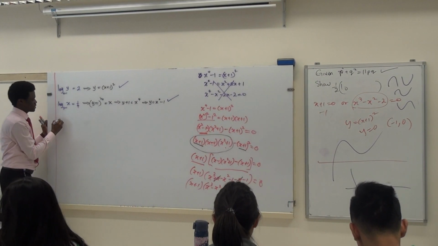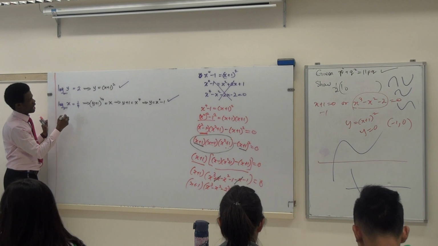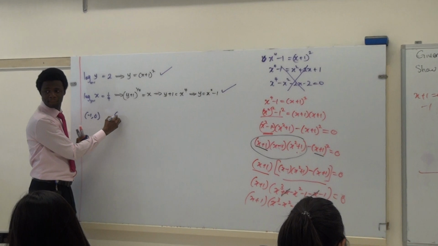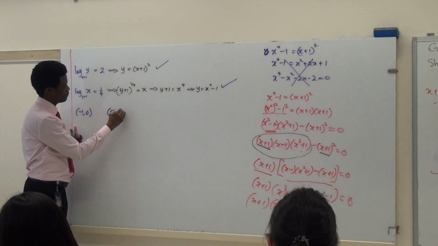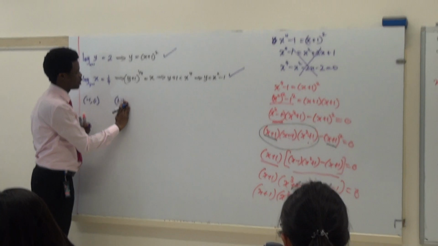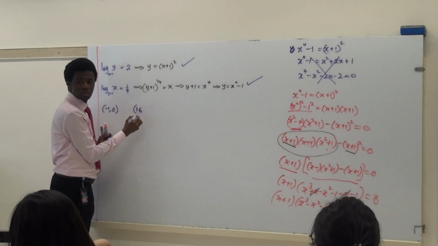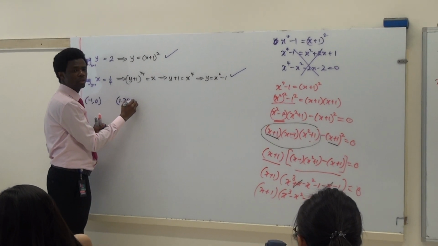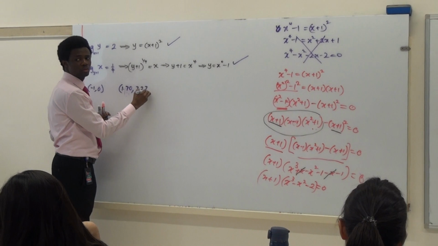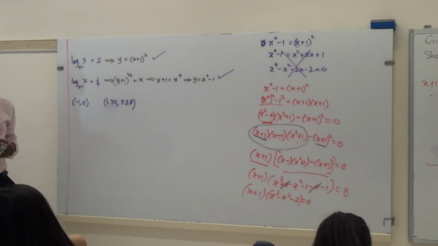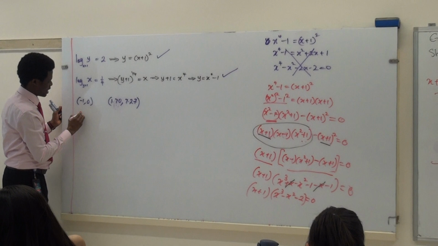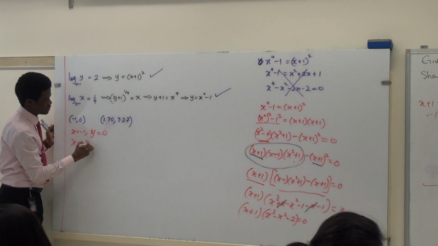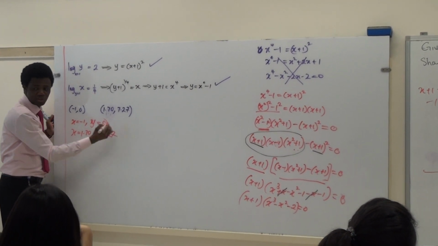So the first intersect, you must get, is it -1? -1, 0, and the second is what? 1.7 and 7.3. 3 significant figures. 1.70, and then 7.27. So that you have to solve x and y. Using the graph, x is equal to -1, y is equal to 0. x is equal to 1.70, y equals 7.27. That's all you have to do with it.